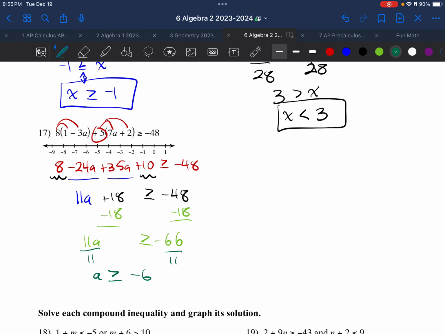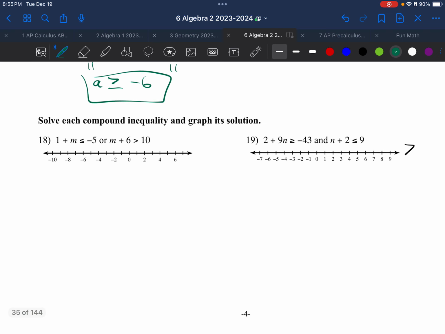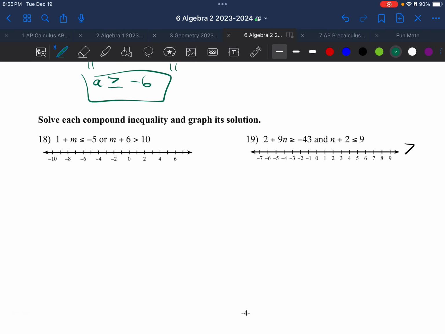And notice the variable's on the left, so we don't have to switch the sides. Greater than or equal to negative 6 means I have a solid point at negative 6, and greater than means I'm going to the right. All right, number 18. Now we have compound inequalities, which means we need to solve each individual piece and then use the keyword here, or versus and. I'll explain the difference here in a sec. So first I'm going to get rid of the 1. I'm going to say subtract 1, and m is going to be less than or equal to negative 6. And I'm done with that one. Over here I'm going to subtract 6, and then I'm going to get m is greater than 4. And this is combined with the word or. So let me graph both of these on an intermediate graph, and then we'll graph the final solution up here.